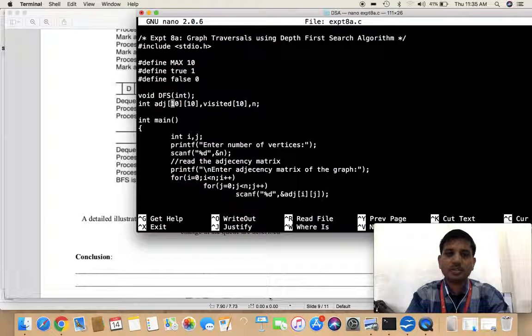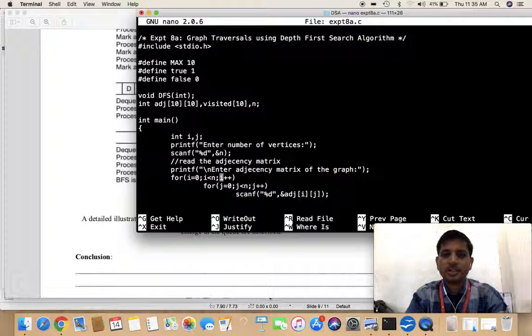The next one is here, one adjacency matrix is given. Generally the adjacency matrix is used for showing your graph. The next one is the visited array. So if one of the nodes is visited, then we are making it 1 in this visited array. If it is not visited, then we are making it 0 in that visited array. Then n, here one variable is there. Now next one is enter the number of vertices that is stored in n.